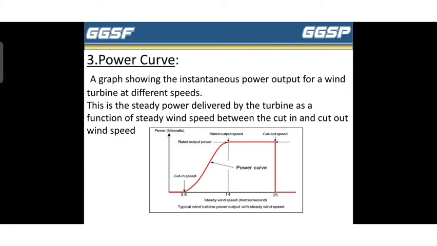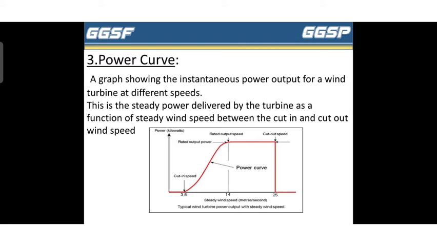This is a diagram of a wind turbine. Power curve: a graph showing the instantaneous power output of a wind turbine at different wind speeds. This is the steady power delivered by the turbine as a function of steady wind speed between the cut-in and cut-out wind speed. This is the actual diagram of the power curve.